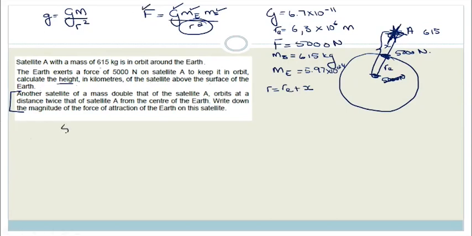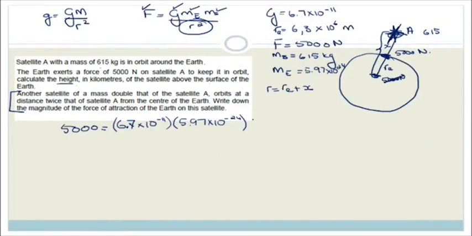So we're going to go 5,000 is equal to big G, which is 6.7 times 10 to the negative 11, the mass of the Earth, which is 5.97 times 10 to the 24, the mass of the spacecraft or satellite, shall I say, is 615. And I'm now going to solve for R, where R is this entire distance, the radius of the Earth plus the X. So let's solve for R.